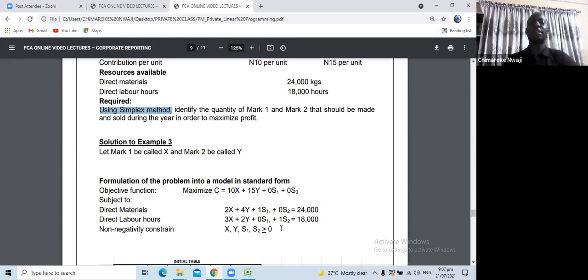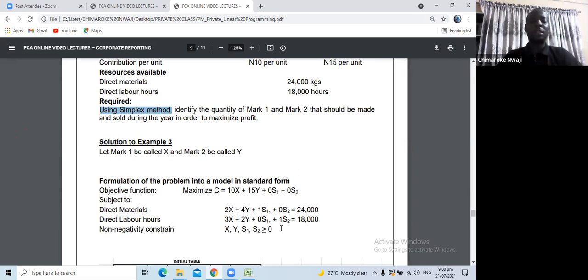Now let's talk about the slack. In the graphical method, we had 2x plus 4y, and we said less than or equal to 24,000. What it means is that if we do not use up to 24,000, which is we use less than 24,000, we will be having slack. Let's say for direct labor, all we could use was 22,000. There will be 2,000 slack. So our slack will have a value of 2,000.